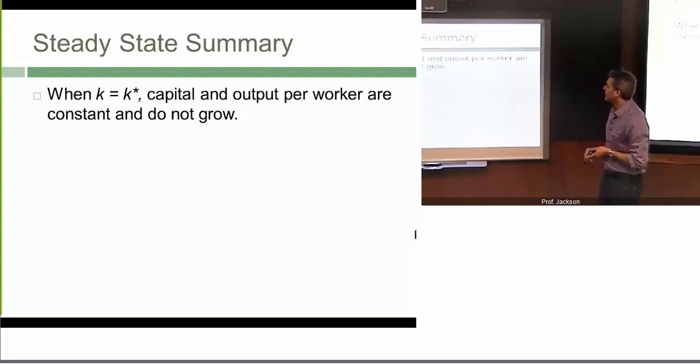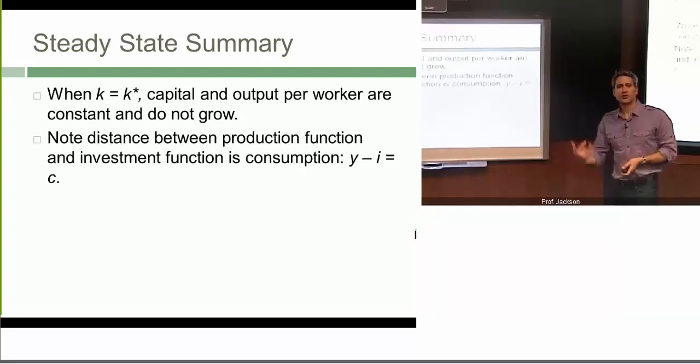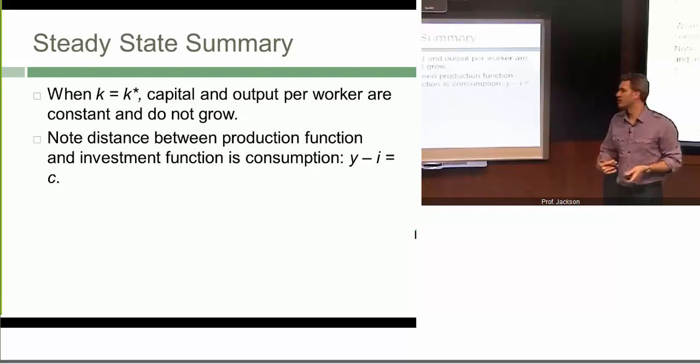And so at that steady state, as I said, capital and output per worker are constant and they don't grow. And as I mentioned before, we can measure consumption as just the distance between output per person and investment per person.